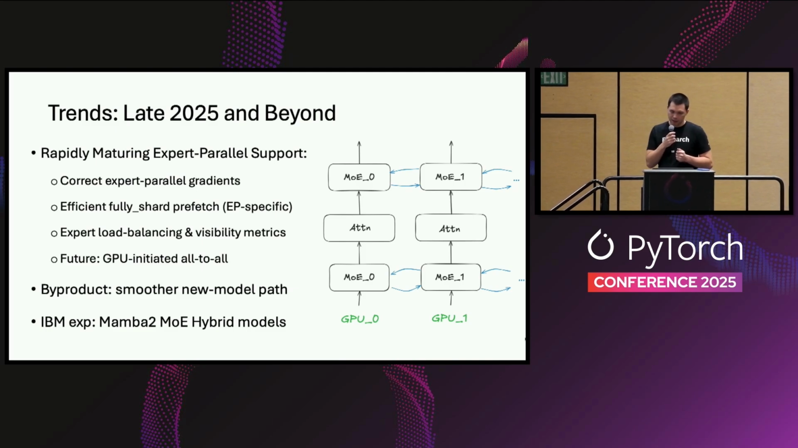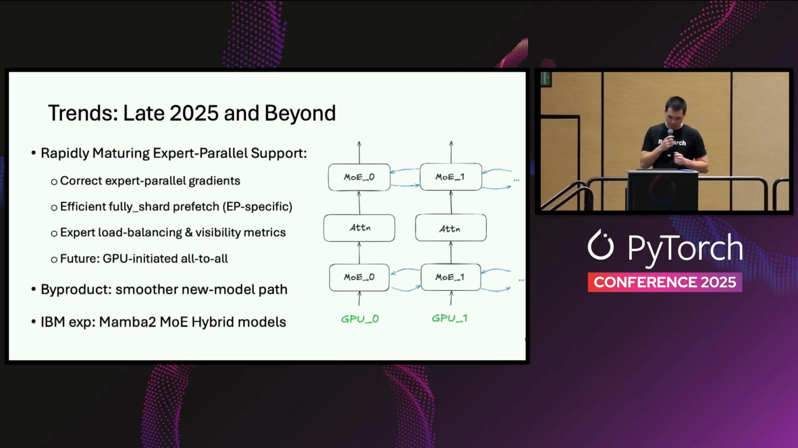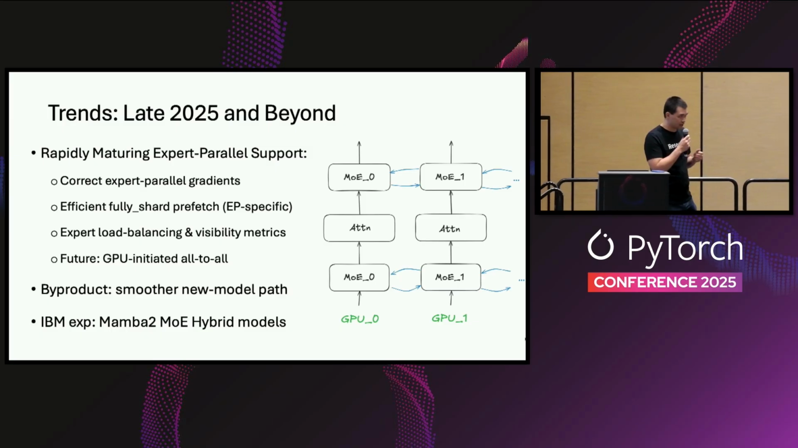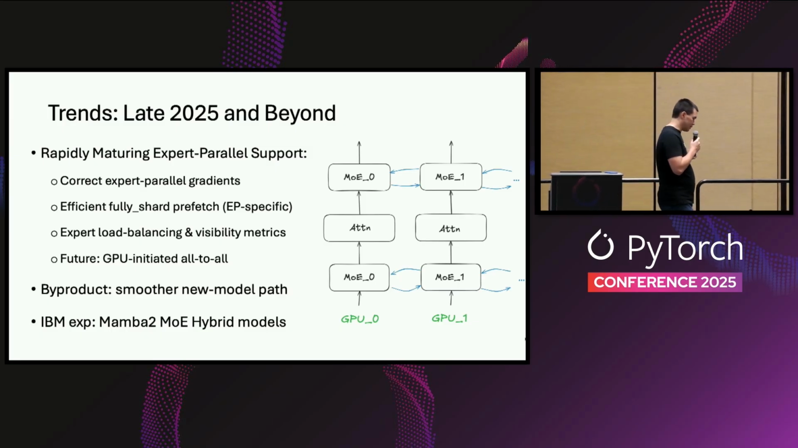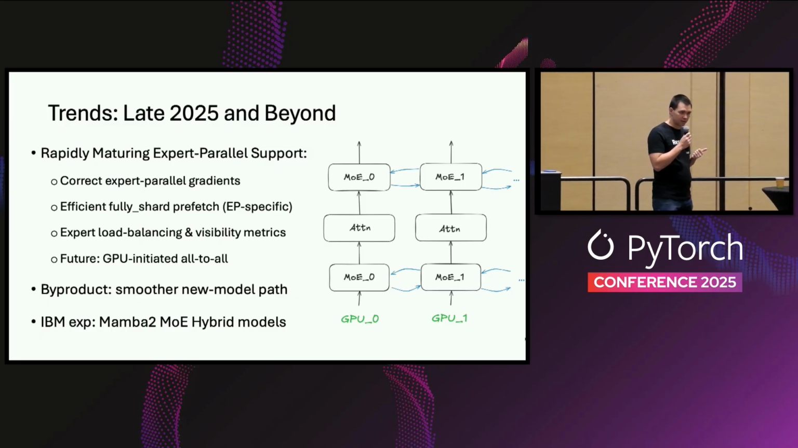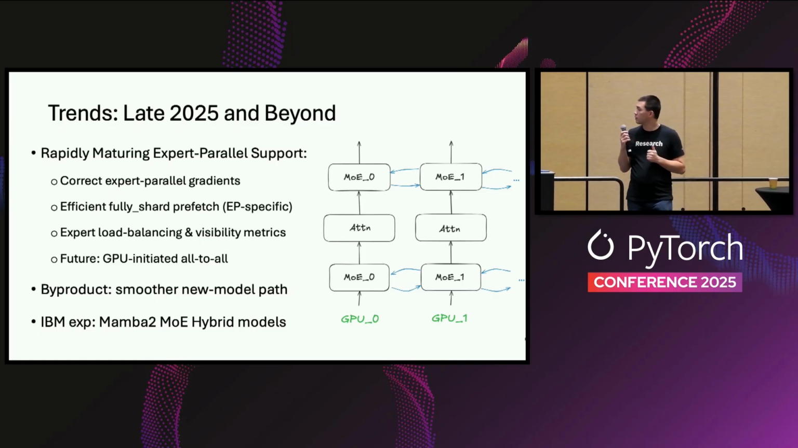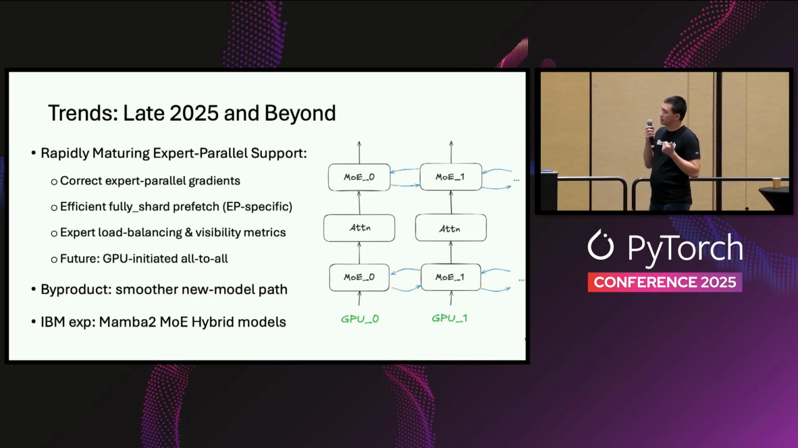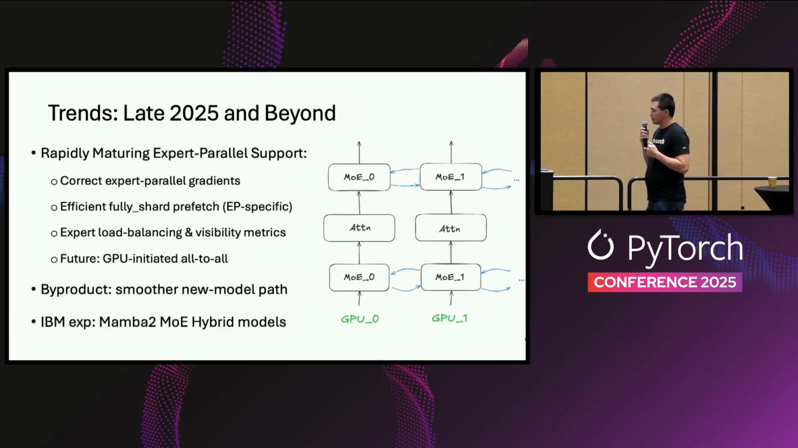One byproduct of this work of late, where we're adding new architectures, new models, is that it's easier than ever to integrate your own models into TorchTitan. This was not, I would say, always the easiest, but it's a much smoother path today.